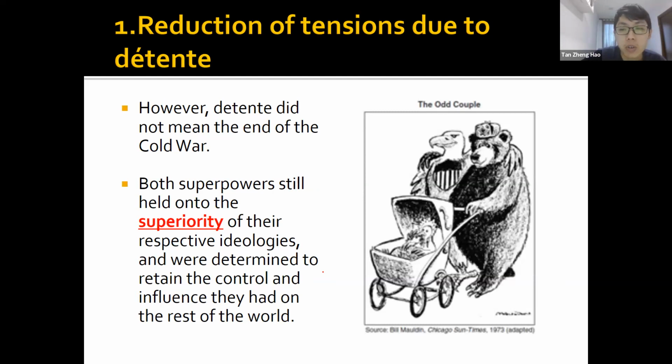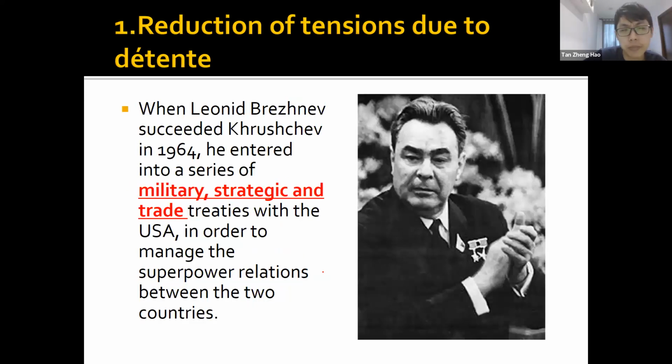However, although both sides tried to be friendly, some of them still believed that their own ideology was better. Their own allies were more important than their enemy, of course. So there was still some potential that the relationship could get worse, and it did get worse, as we'll see. From the Soviet Union side, Brezhnev succeeded Khrushchev. Remember Khrushchev, aggressive, sort of playing with fire during the Cuban Missile Crisis. Like Kennedy's successor, Khrushchev's successor Brezhnev was also more willing to build up a calmer relationship with the USA.